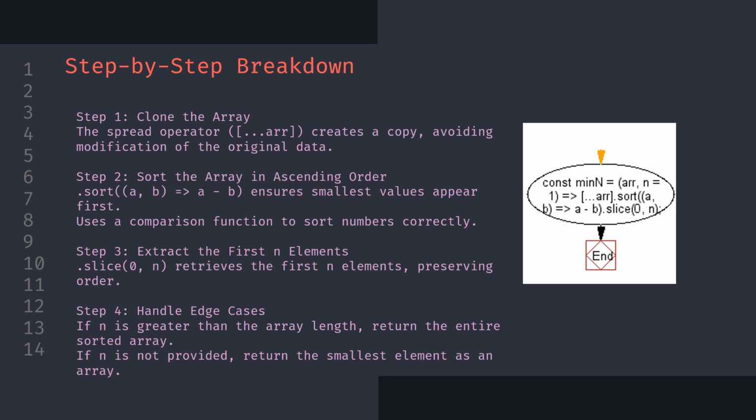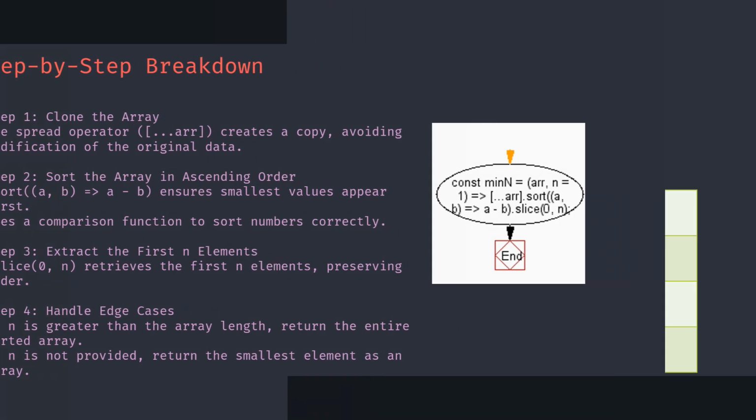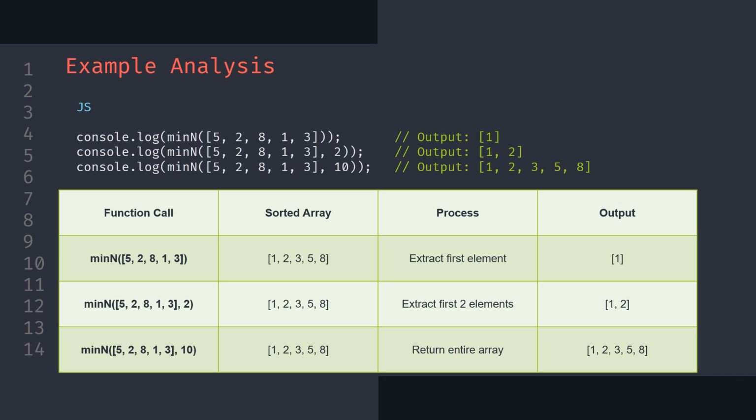This method ensures that only the necessary calculations are performed, making it efficient and reliable for different dataset sizes. The approach is particularly useful when working with large numerical datasets or statistical analysis. This function preserves order while ensuring that only the smallest n values are returned. Handling edge cases like n being greater than the array length prevents unexpected errors or incorrect outputs.